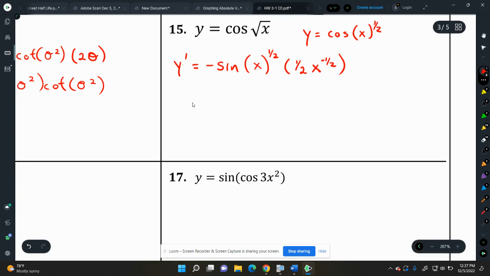Yes, all the co's are going to be negative anytime you take a derivative of a co. I was thinking opposite. Right. So, I'm going to rewrite this: negative sine square root of x over 2 square root of x.